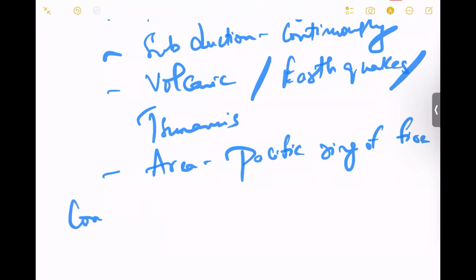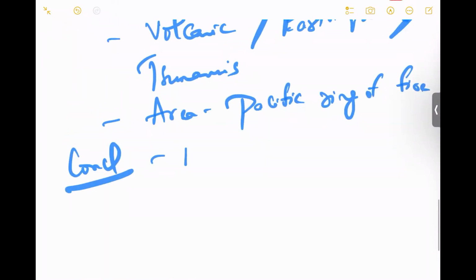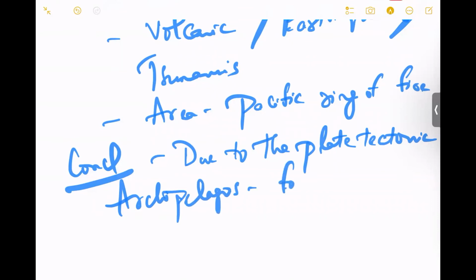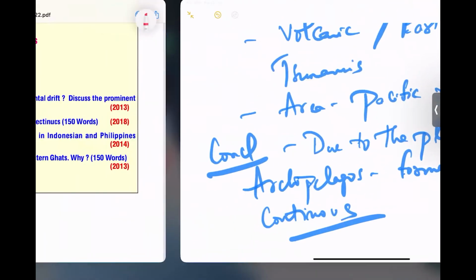Okay, and in the conclusion you'll write that, maybe you can just say, due to the plate tectonic activity, the archipelagos have been formed and this activity continues to go on. Clear? Clear, everyone? Yes, sir.